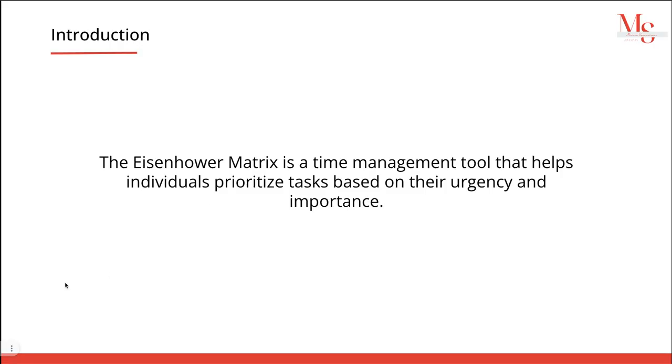So the Eisenhower Matrix is a time management tool that helps individuals prioritize tasks based on their urgency and importance, allowing them to focus on what matters most and avoid getting bogged down by less critical activities. So here's how it works.